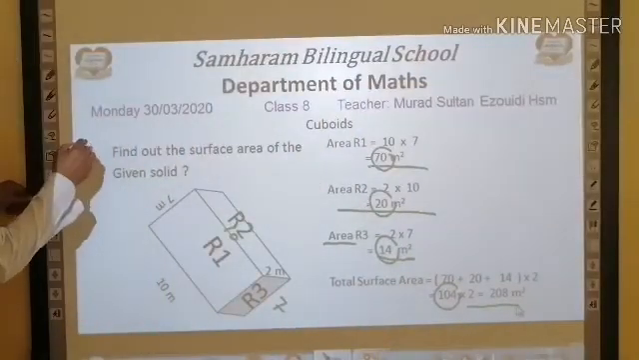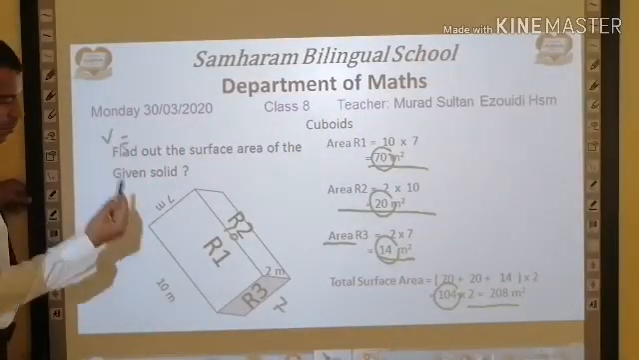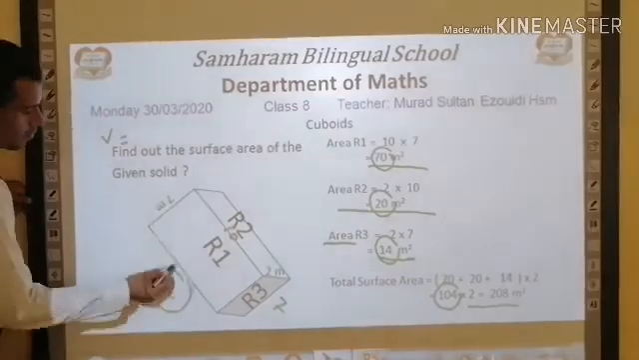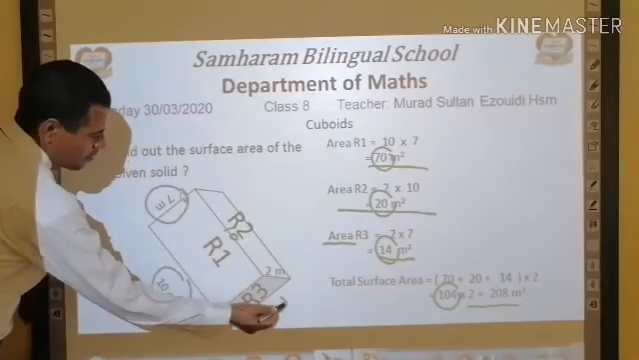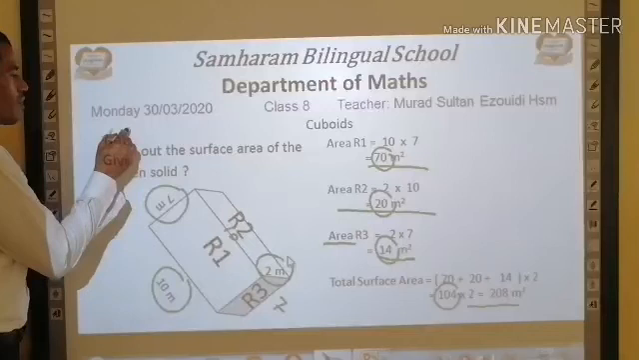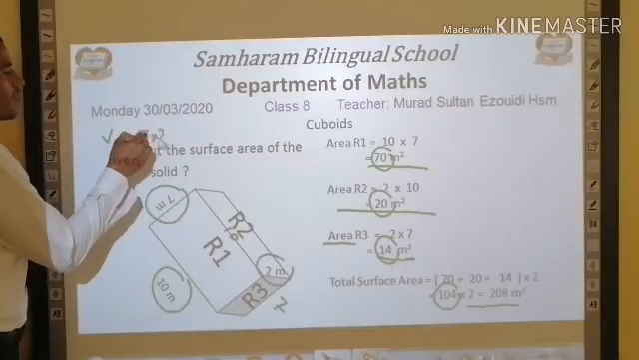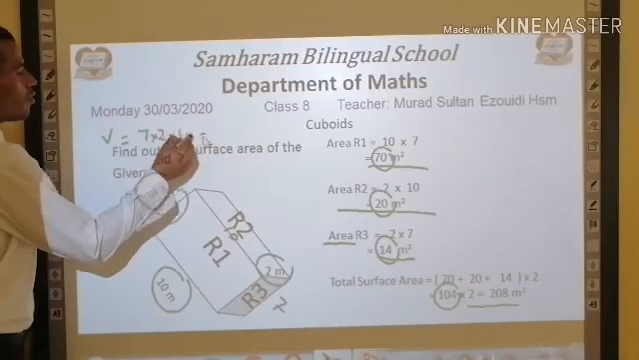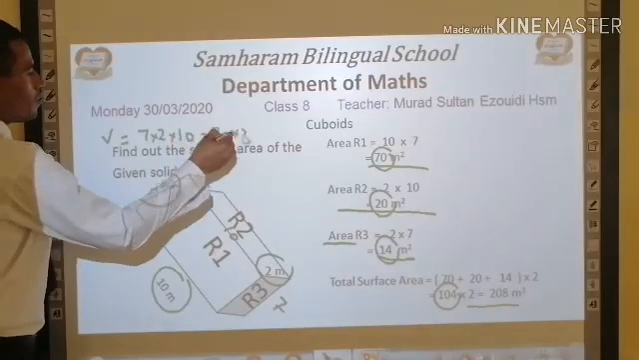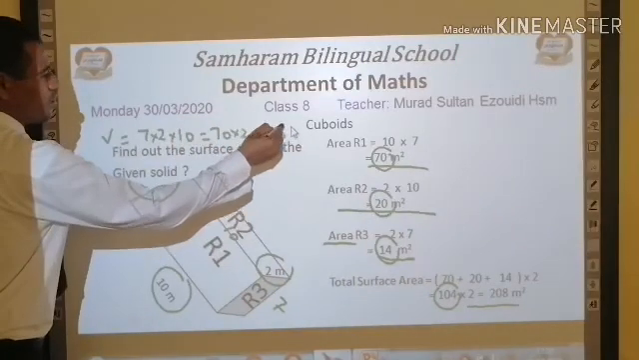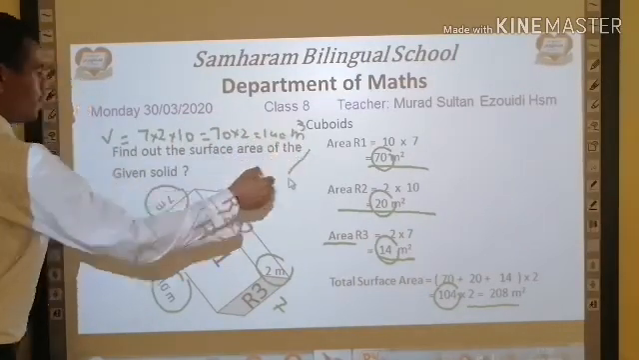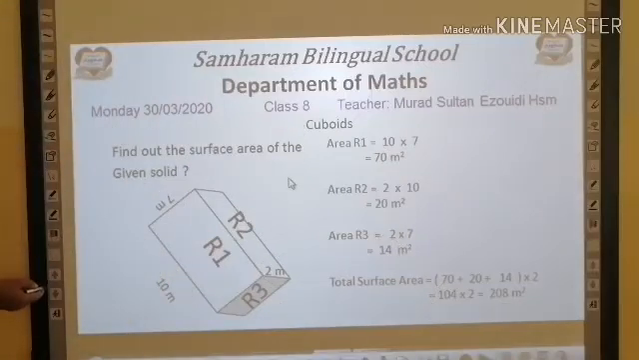Okay, and the volume is what? The volume, to refresh your mind, is 10 multiplied by 7 multiplied by 2. Okay, so 7 by 2 by 10, it will be 70 multiplied by 2, 140 meter cube. Okay, the next one.